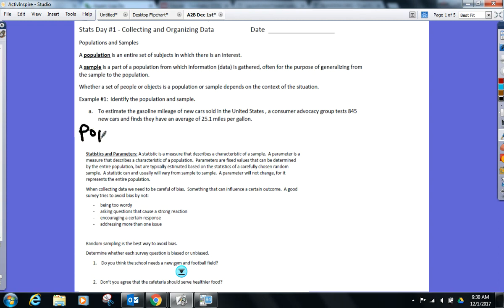All right, so let's start with population. What's my population here? What's up, Gianna? All new cars. There you go, all new cars. And again, almost impossible to get to every single new car and find out their gas mileage. So I take a sample of these new cars, and in this case, what's my sample? 845 new cars.